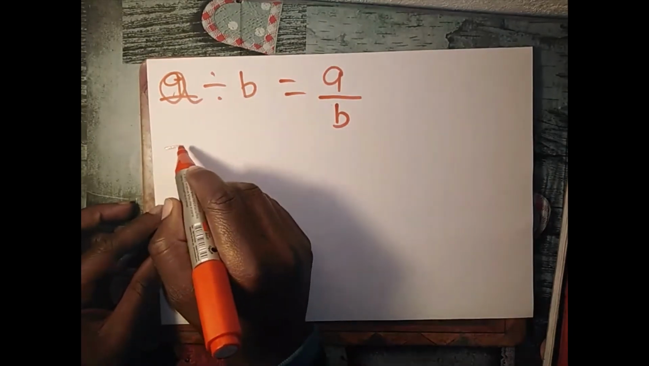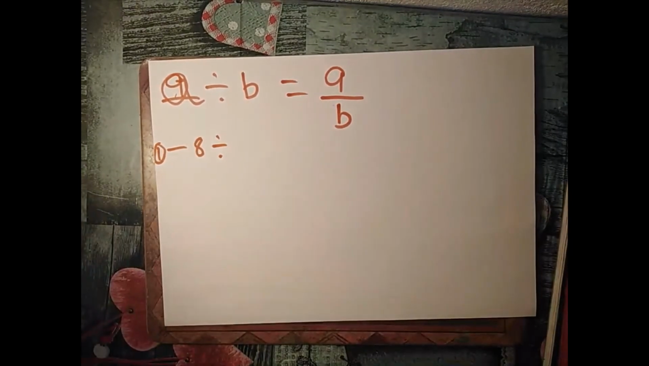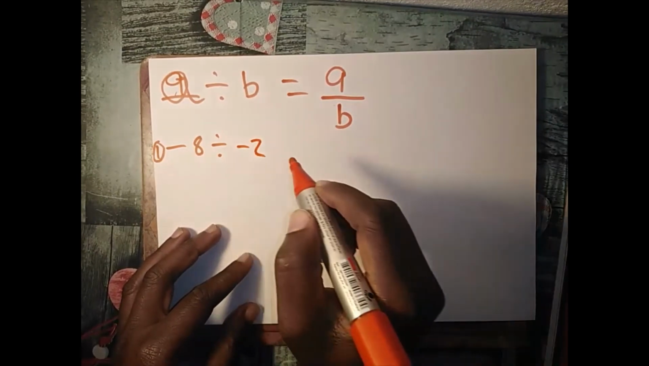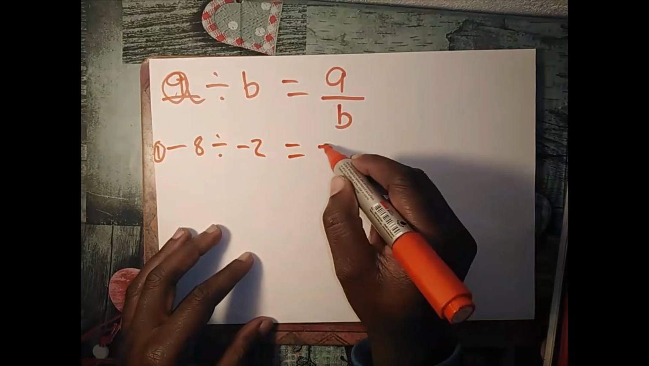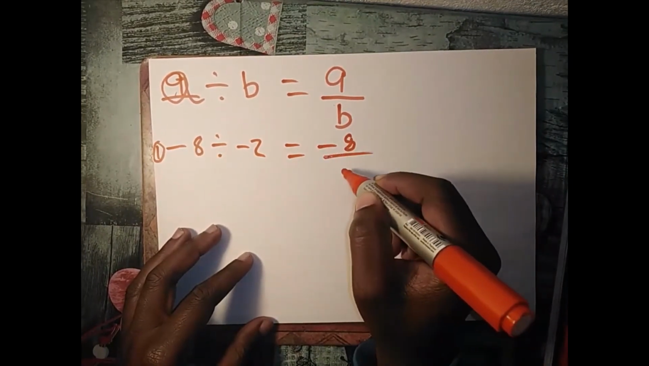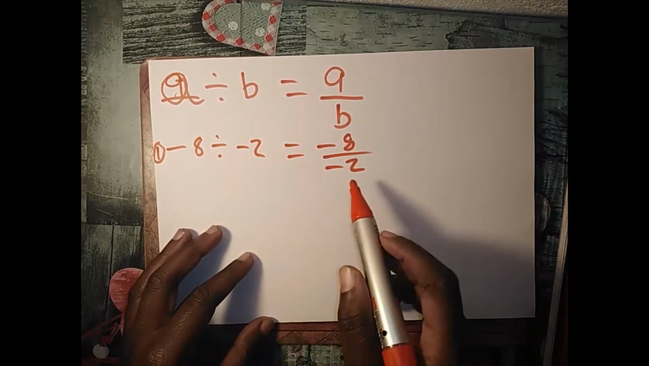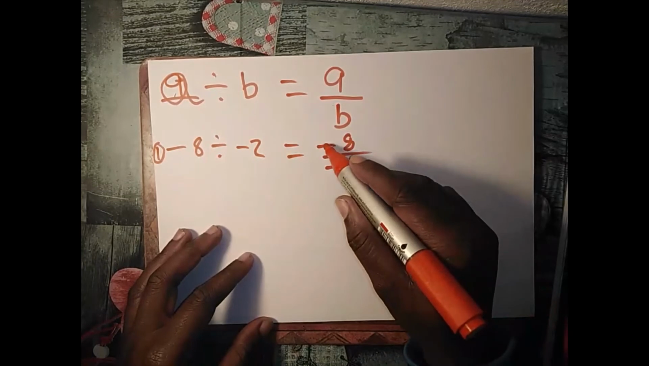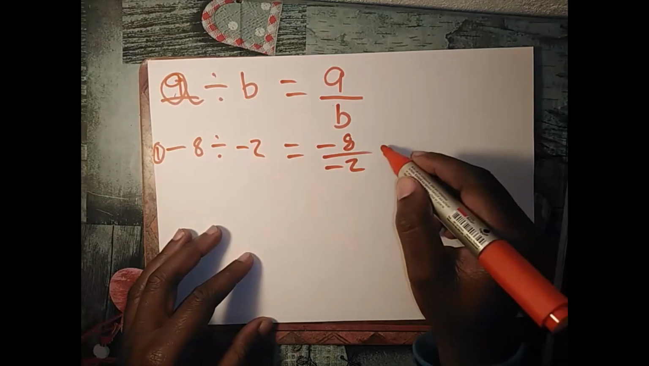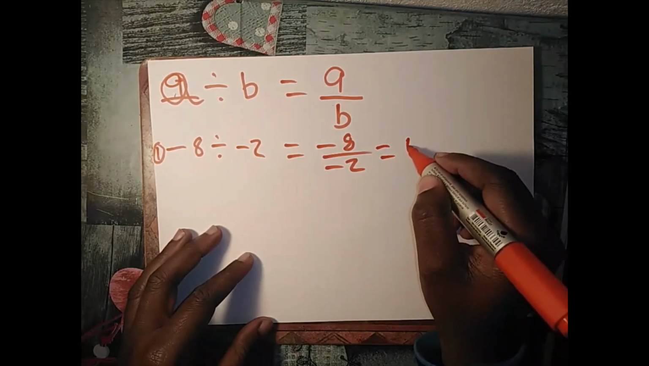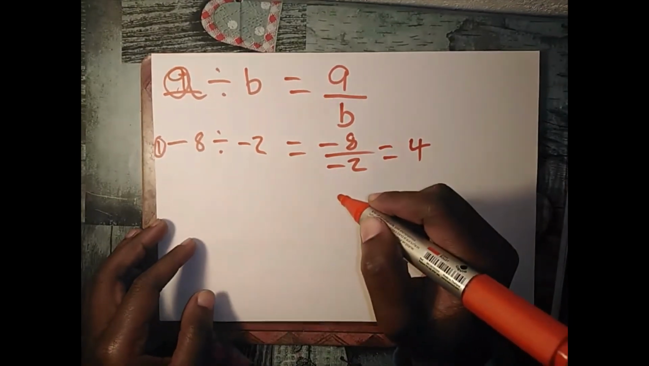So let's take the first one. We've got negative 8 divided by minus 2. And as we have already specified, this is the same as minus 8 over minus 2. And from what we spoke about earlier, we look at the signs. The sign here is negative and the sign here is negative. So it means the signs are the same. So 8 divided by 2 is equal to 4. But because the signs are the same, we are going to get a positive one. So there's no need to put anything else here.